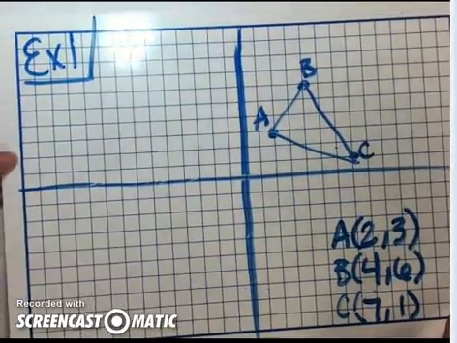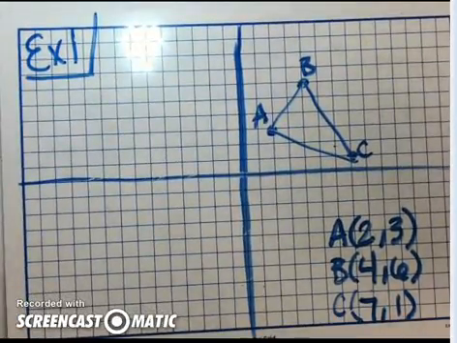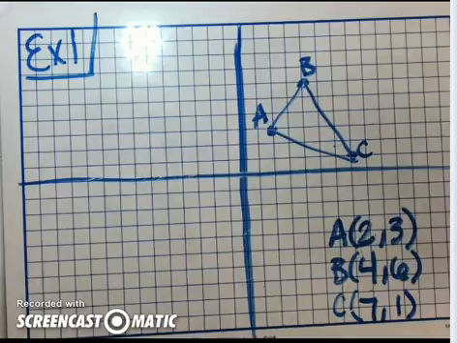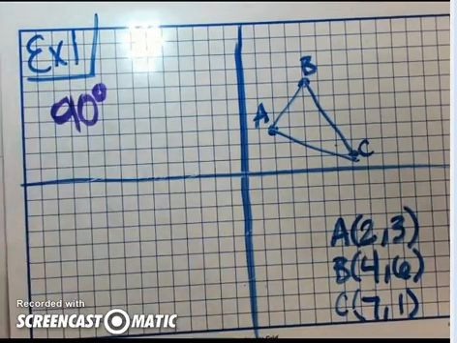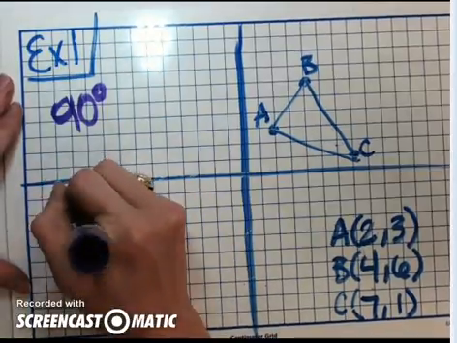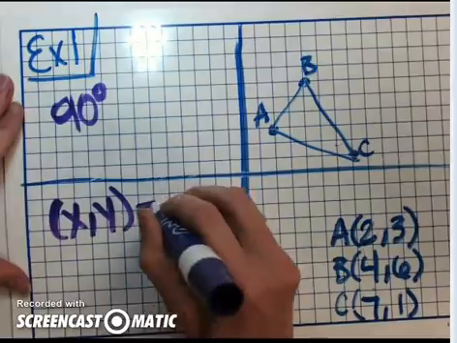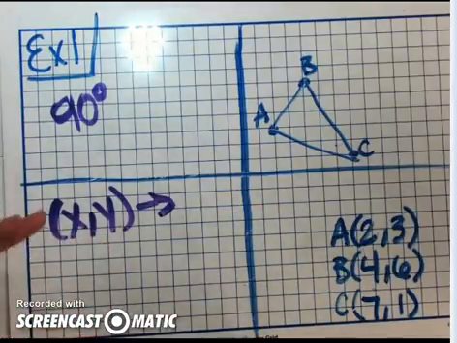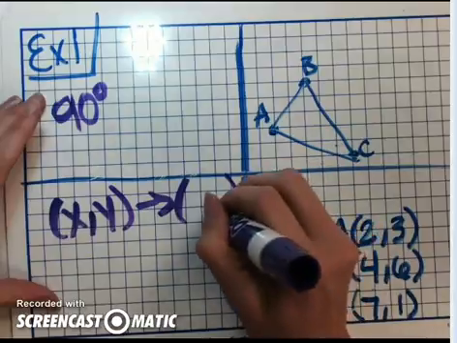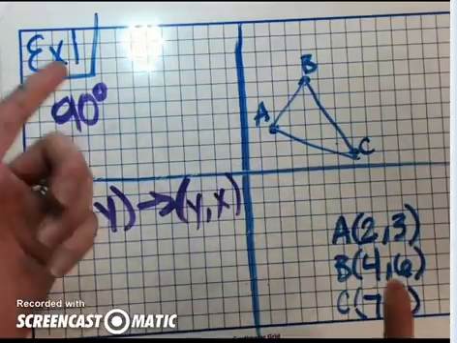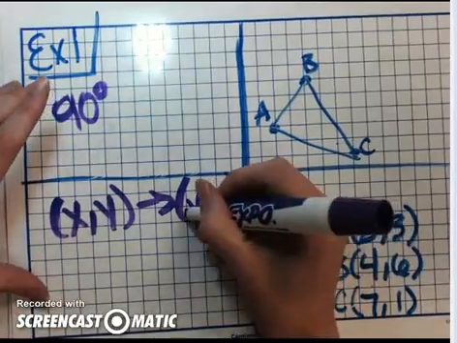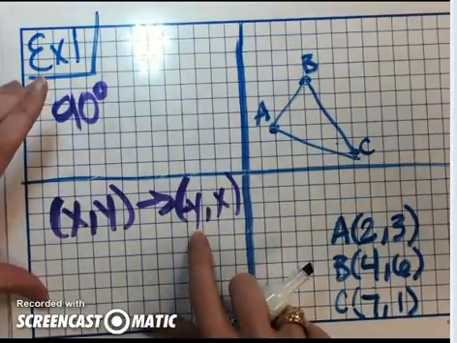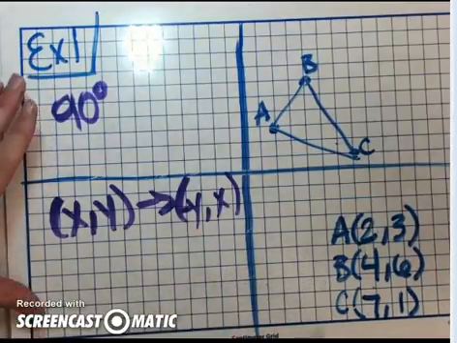Alright, so example number 1, we have a triangle, and its points are at (2, 3), (4, 6), and (7, 1). And we're going to rotate this 90 degrees about the origin. We actually have a rule for this. If we have our regular x, y coordinates, you're going to switch them, which is kind of like what we did for reflecting about y equals x, except we're going to make the sign of my y opposite. I know that sounds a little confusing, so let's try an example.